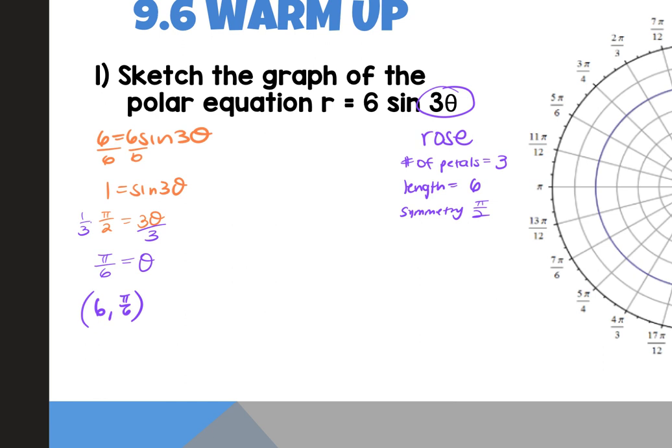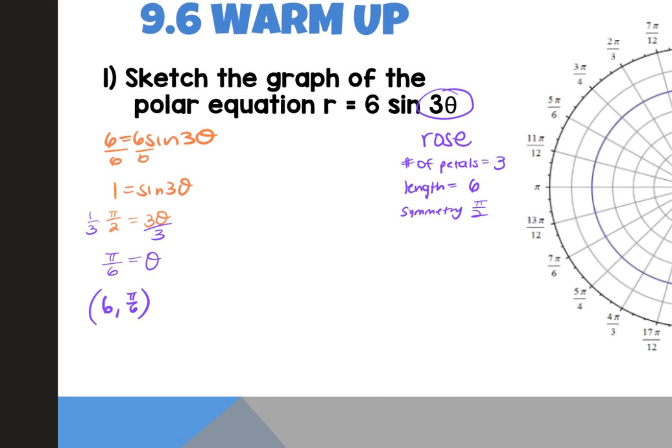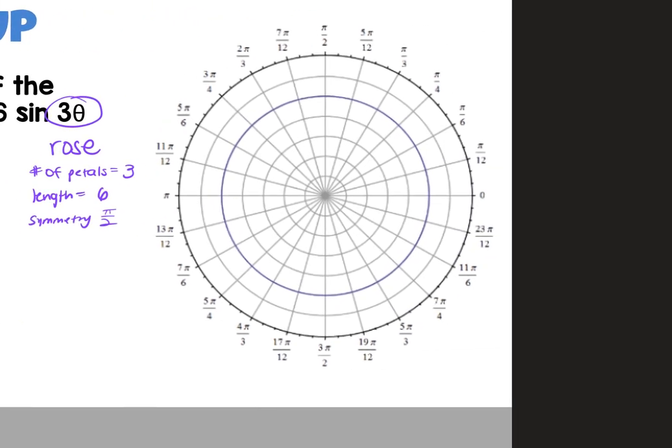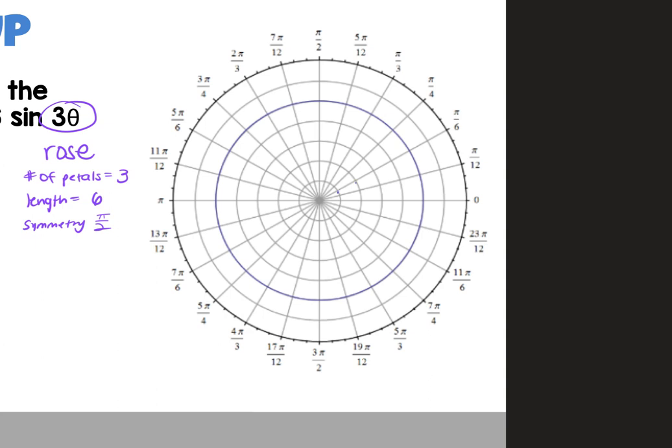So I go to my graph. Why did sine turn to pi over 2? Because you're finding where sine is 1. So now I go to pi over 6. I go to the 6th loop: 1, 2, 3, 4, 5, 6. And there's a petal.